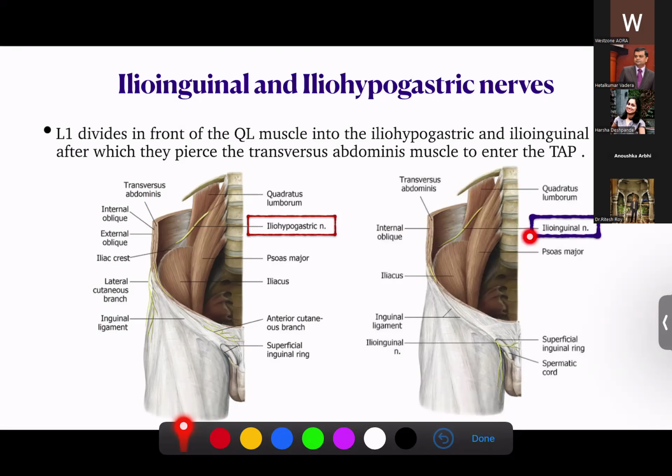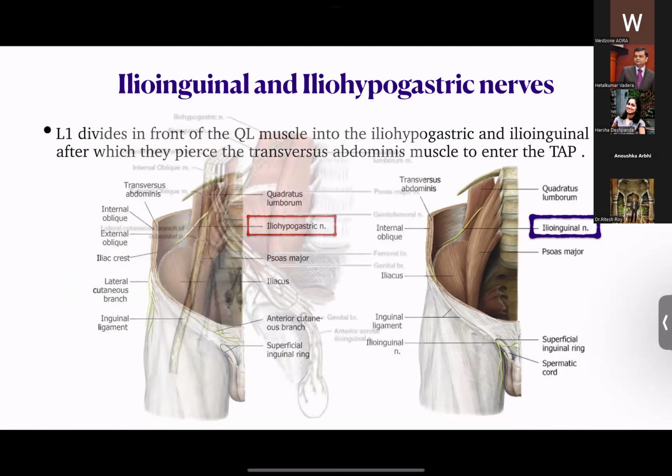The ilioinguinal nerve is again part of L1 in front of the QL muscle. It has no lateral cutaneous branch and it traverses the inguinal canal along with its contents and emerges near the superficial inguinal ring. It supplies the skin of the upper and medial aspect of the thigh and also the genitals.